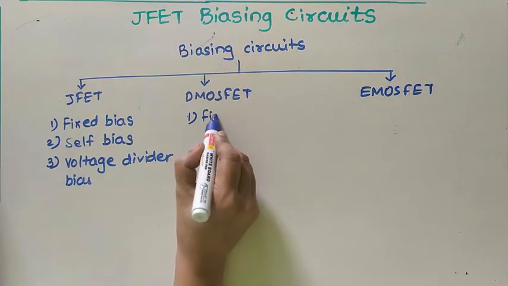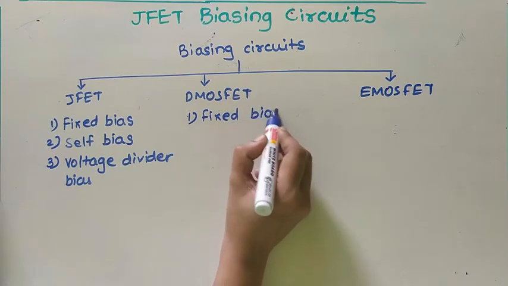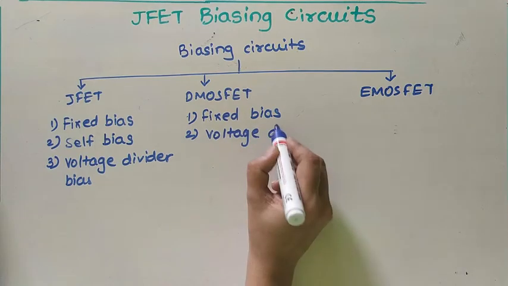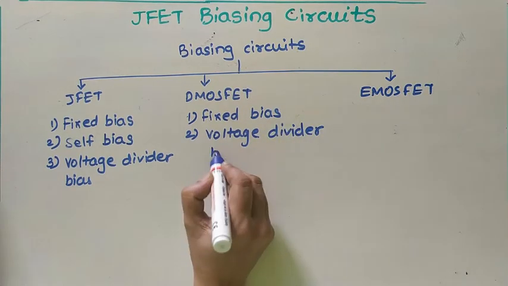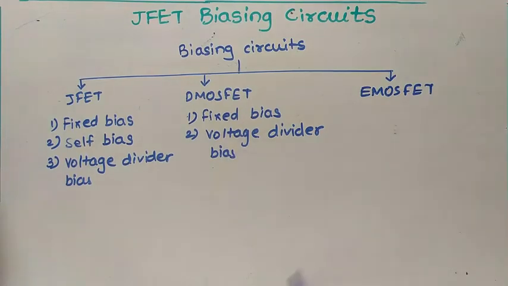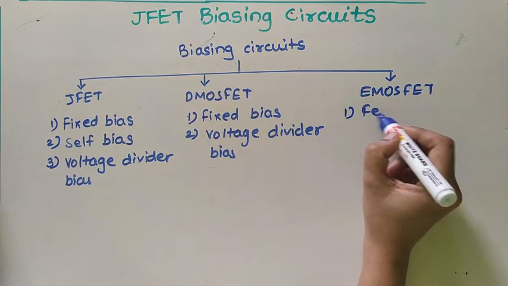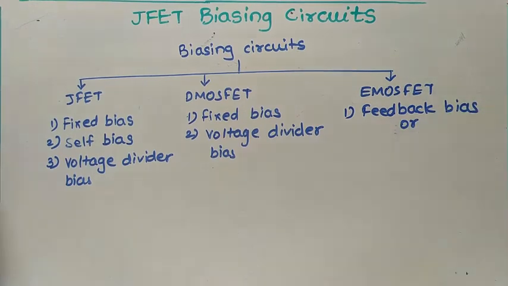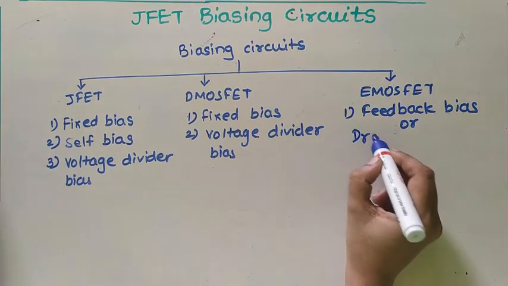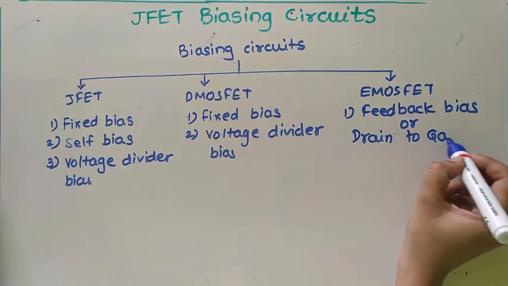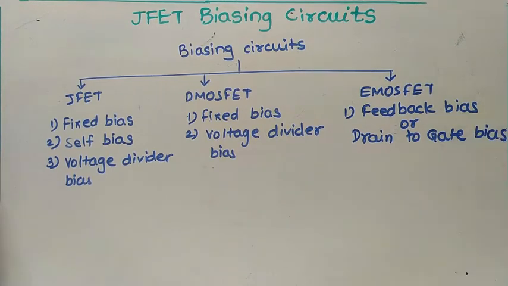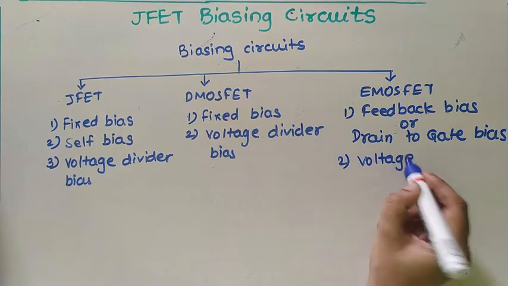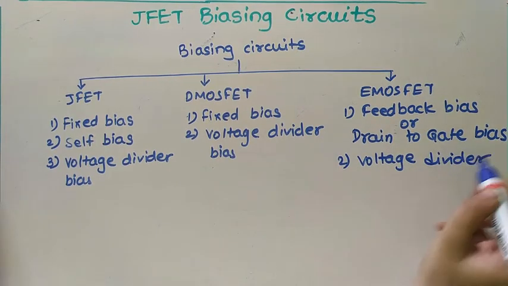While in D MOSFET we have 2 types of biasing circuits. First one is fixed bias circuit. Second one is voltage divider bias circuit. While in case of E-MOSFET we have feedback bias circuit, or it is also called as drain to gate bias circuit, and second biasing circuit is voltage divider bias.